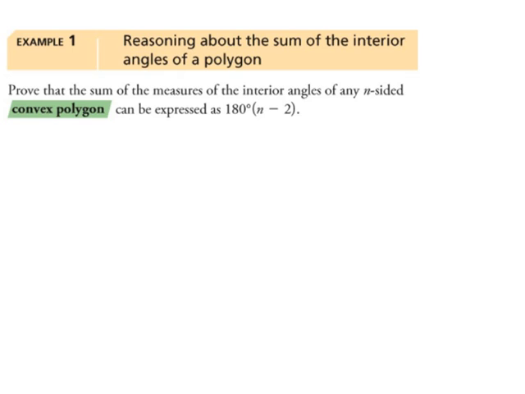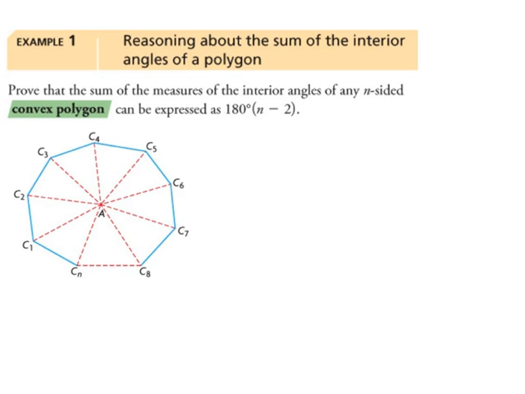Prove that the sum of the measures of the interior angles of any n-sided convex polygon can be expressed as 180 degrees times n minus 2. So what we're trying to do is find the sum of the interior angles of any polygon and its equation when we add them all up. Let's pick a polygon with n sides. That means any number of sides. In this case, there are really 9 sides, and n is 9. But let's say we have an unlimited amount of sides.